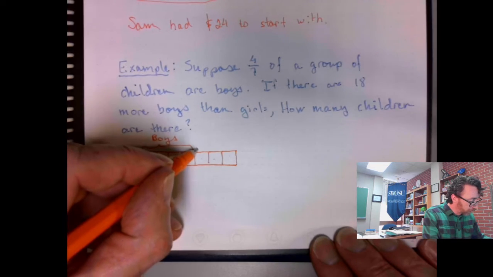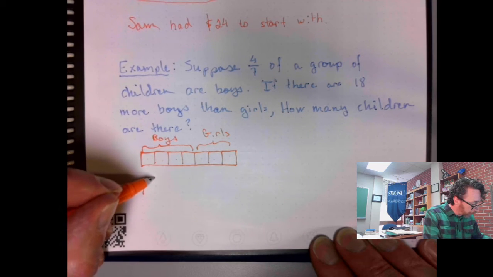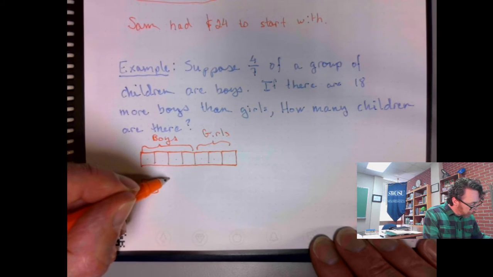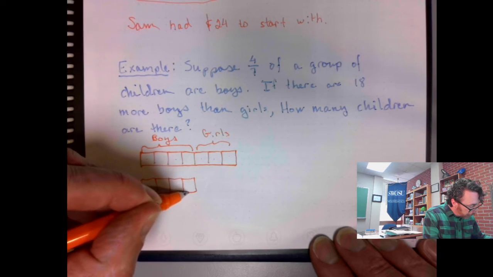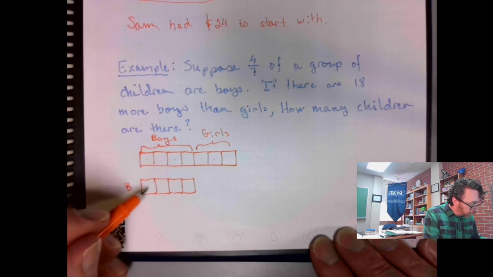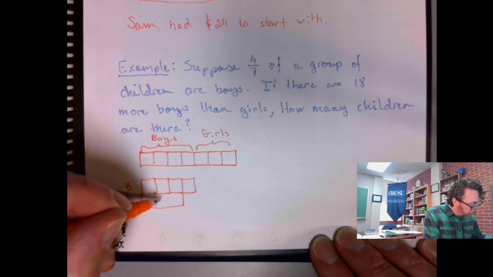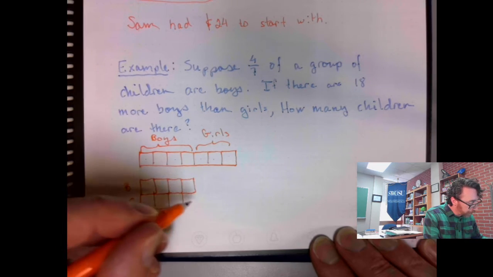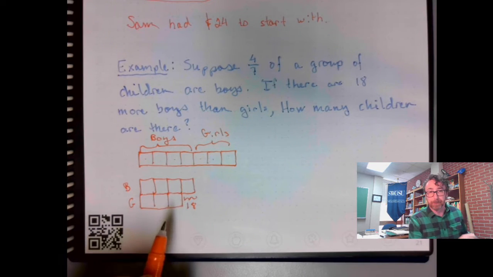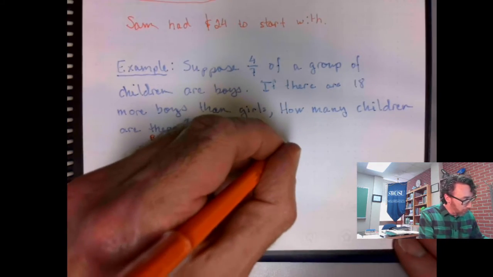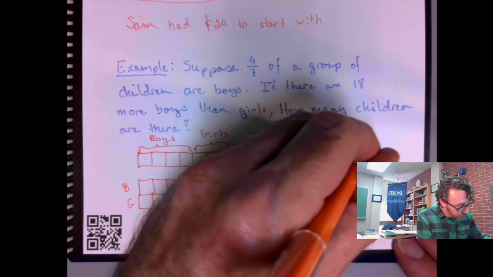So what I'm going to do is redraw my diagram here, and I'm going to stack them up like this. This is the segment representing the boys. I've got 4 pieces. This is the segment representing the girls. I've got 3 pieces. The problem tells me that difference is 18. So 1 unit equals 18 children.